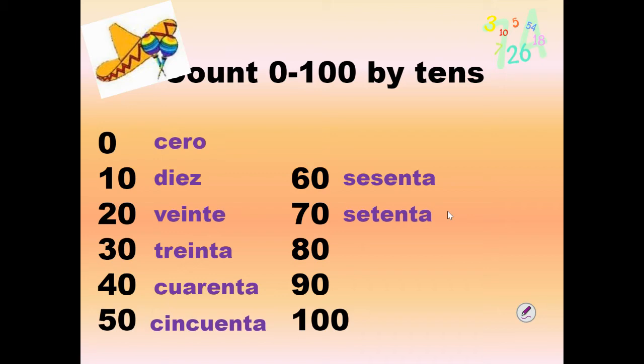Sesenta and setenta. The letters are only one different on these two. So do you see seis at the beginning here and siete here? So just make sure you listen for those two because they sound so similar. Ochenta looks a lot like ocho at the beginning. Noventa, you can see the nueve there. And cien. So like a century is 100 years. You have 100 cents in a dollar. All right. So hopefully these look familiar and you'll be able to figure these out easily.